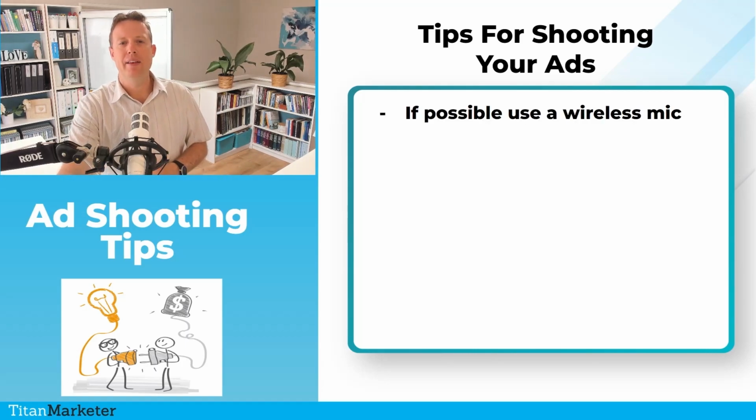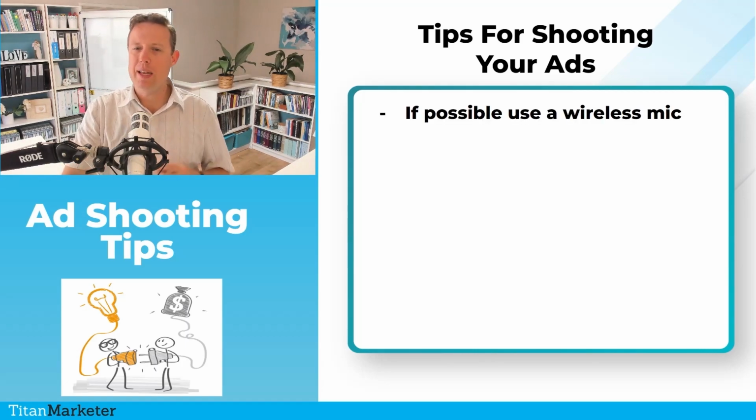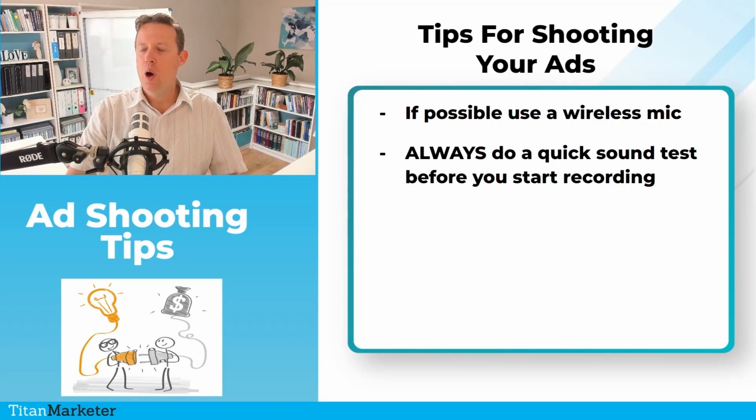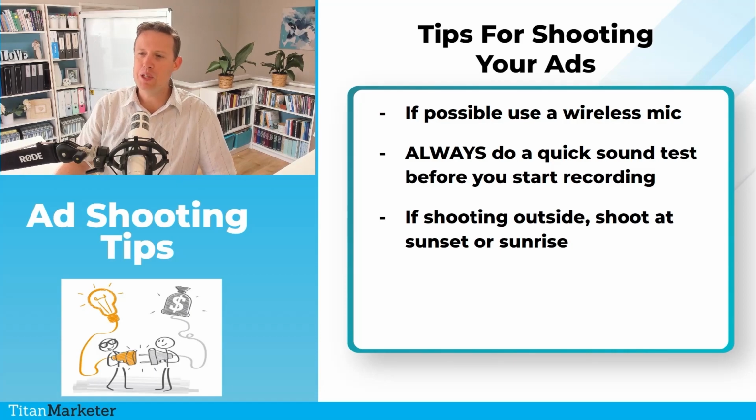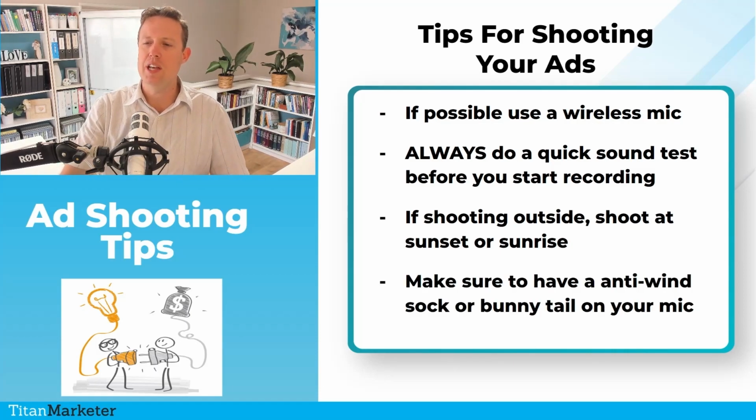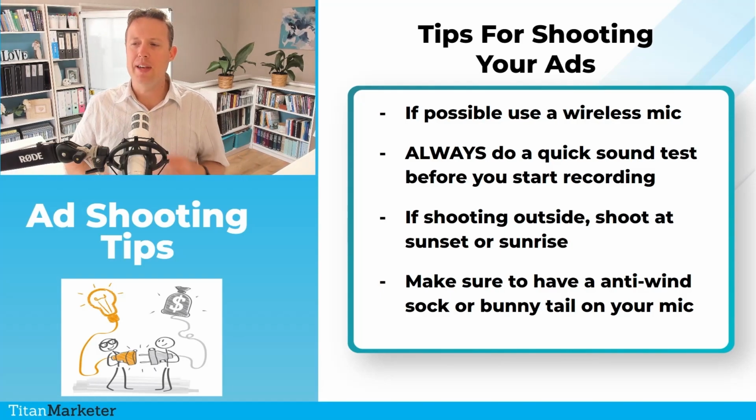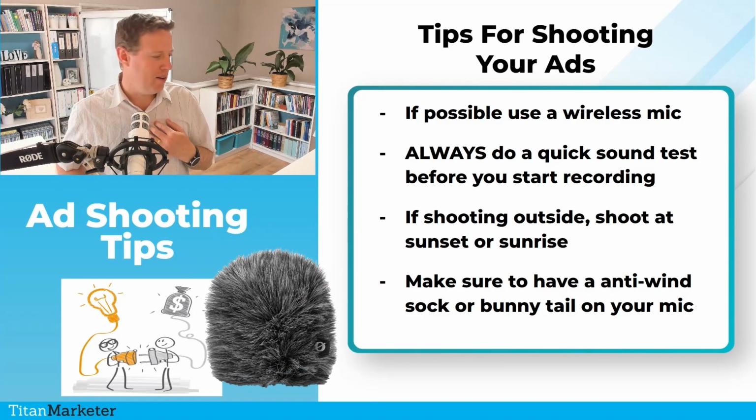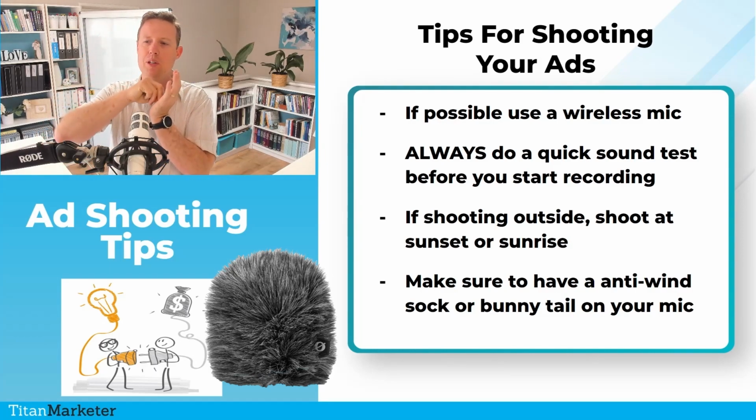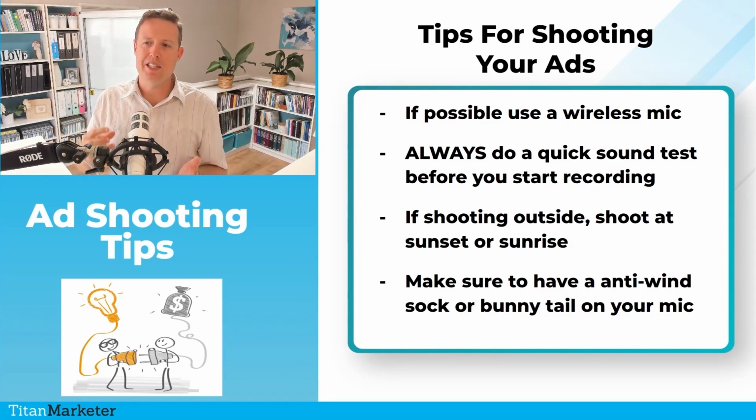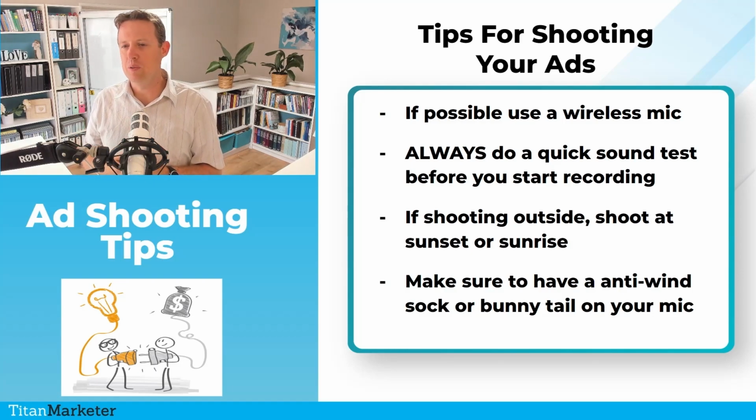So how do we shoot our ads? Basically, if possible, use a wireless mic like the one I just mentioned before. Always do a sound test when recording. If shooting outside, the best times to shoot are sunset or sunrise, or a very cloudy or overcast day so you don't get all the shadows. And make sure that you do have an anti-wind sock or bunny tail on your mic. They come with this little fluffy thing that you put on top that is going to stop wind and everything else from messing up your sound recording.